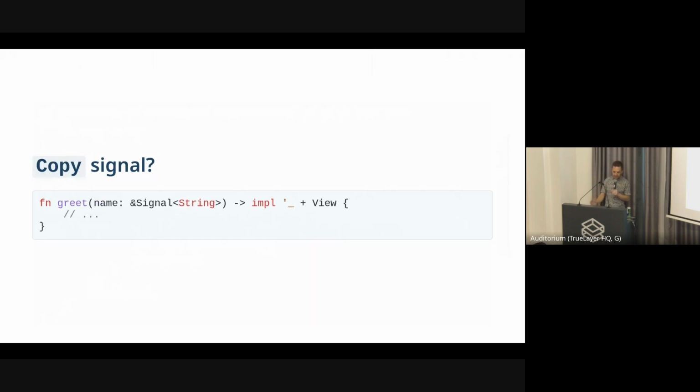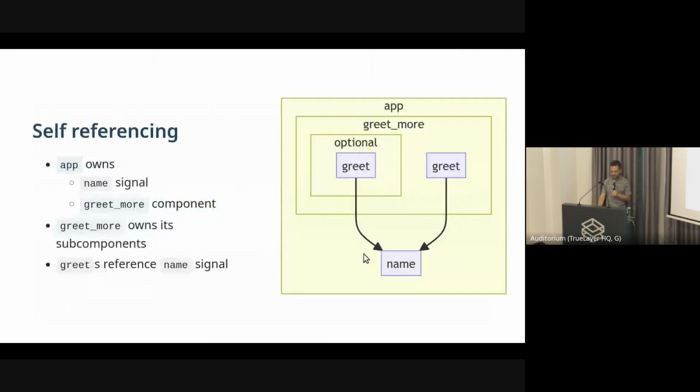On the other hand, if the signal was just something copyable, like a reference, then we'd be happy, right? So that would be really cool. The problem is that it would become something inherently self-referencing. So just looking at that example we had a minute ago was kind of contrived.